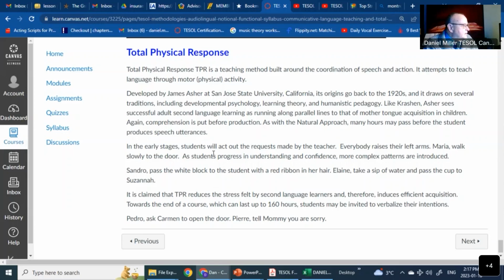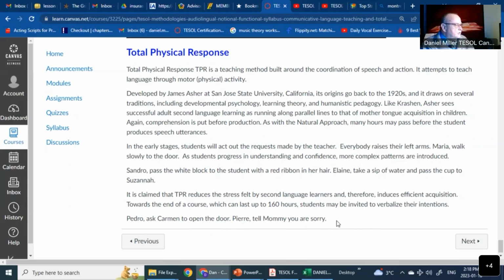In the early stages, students will act out the requests made by the teacher. Everybody raises their left arms. Maria walks slowly to the door. As students progress in understanding and confidence, more complex patterns are introduced. Sandro, pass the white block to the student with a red ribbon in her hair. Elaine, take a sip of water and pass the cup to Susanna. It is claimed that TPR reduces the stress felt by second language learners and therefore induces efficient acquisition. Towards the end of a course, which can last up to 160 hours, students may be invited to verbalize their intentions. Pedro asks Carmen to open the door. Pierre, tell mommy you are sorry.